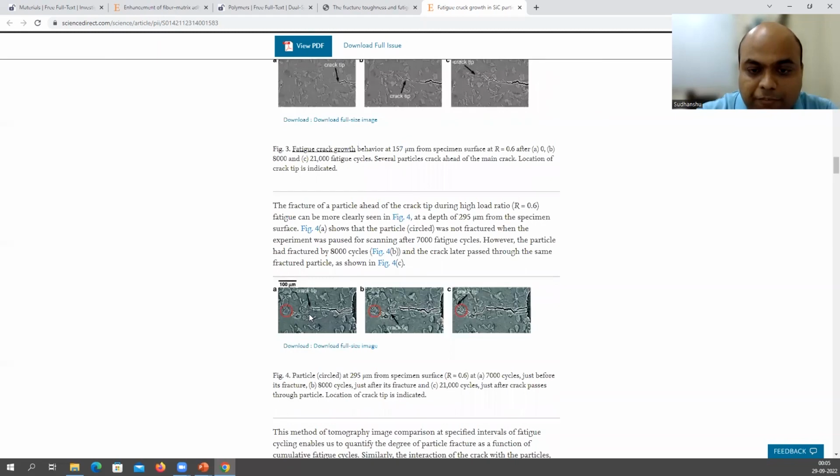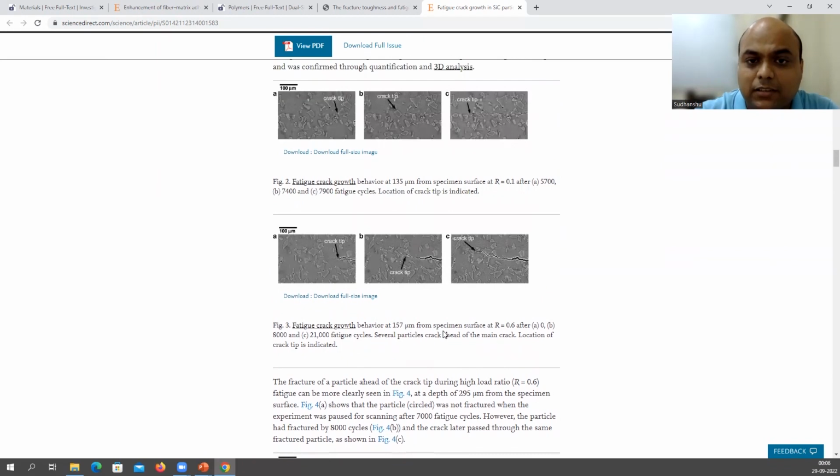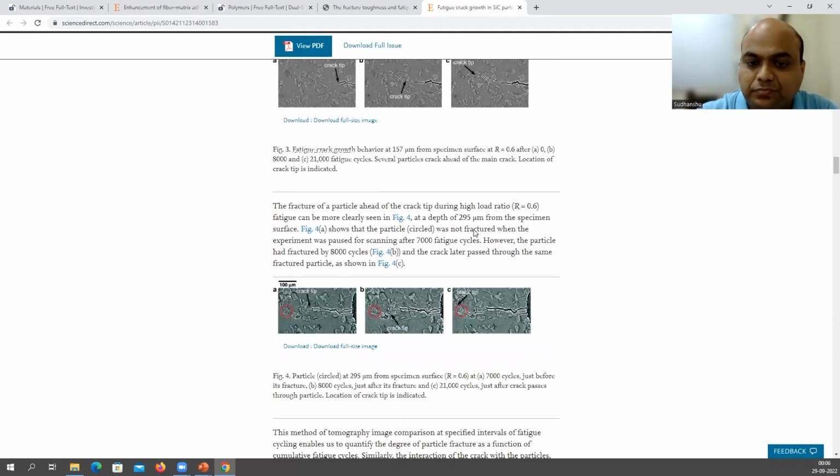So if you see, this is at high R ratio, right? So your crack is here. If you see this particular particle, it gets fractured ahead of the crack tip. And after it has fractured, the crack is actually passing through this fractured particle because now it is spending less amount of energy. And if you see here, R equal to 0.1, you see not the particle fracture but debonding, right? So more crack deflection.